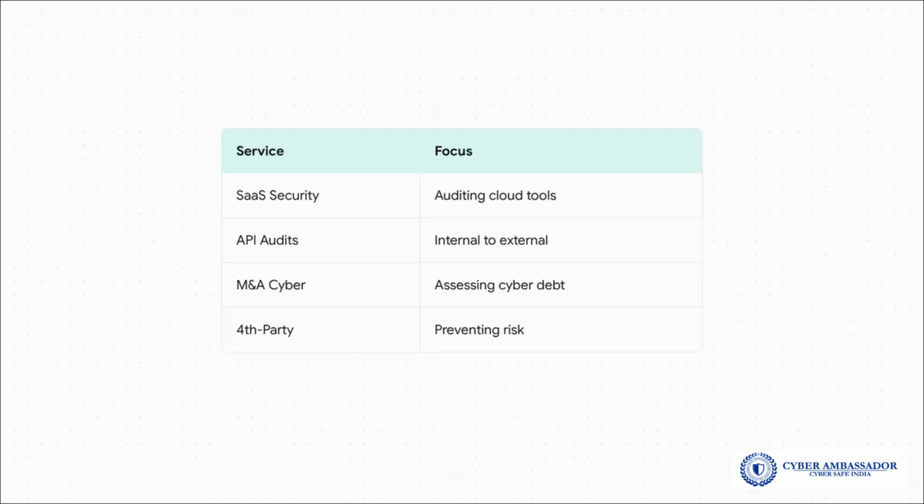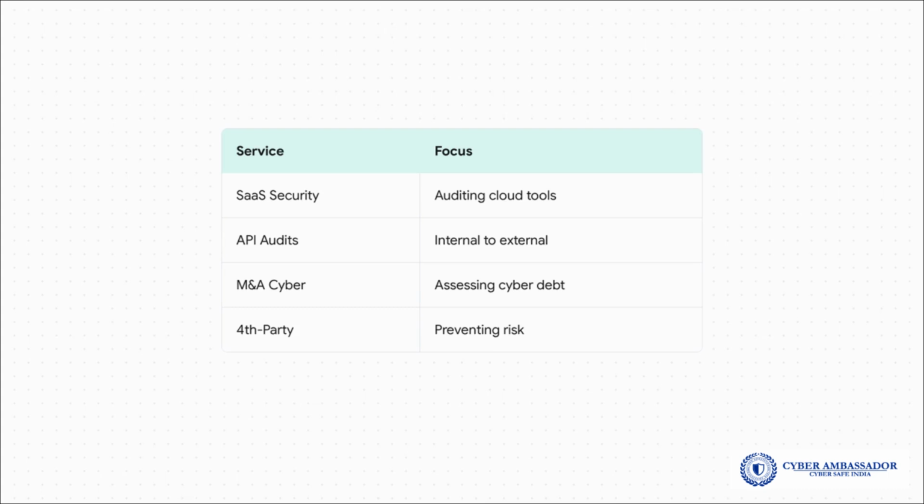Now, beyond that standard life cycle, fully securing your extended supply chain usually requires some specialized focus areas. For example, SaaS security posture is all about auditing the security of your specific cloud tools, stuff like Salesforce or Microsoft 365. Then you've got API third-party audits, which verify the secure digital links talking between your internal systems and external partners. Oh, and M&A cyber due diligence is huge.